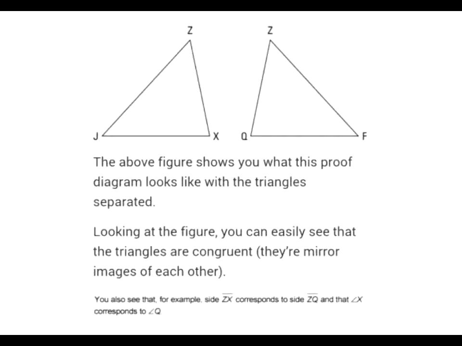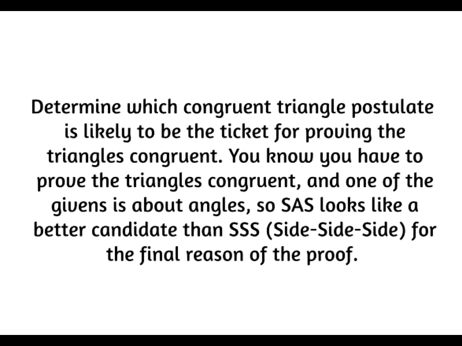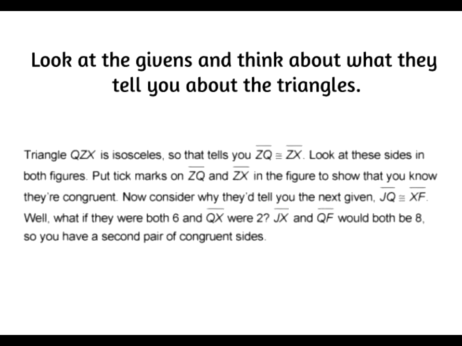Looking at the figure, you can easily see that the triangles are congruent. They are mirror images of each other. You can also see that, for example, side ZX corresponds to side ZQ and that angle X corresponds to angle Q. So using both diagrams, here's a possible game plan. Determine which congruent triangle postulate is likely to be the ticket for proving the triangles congruent. You know you have to prove the triangles congruent, and one of the givens is about angles, so SAS looks like a better candidate than SSS, side-side-side postulate, for the final reason of the proof.